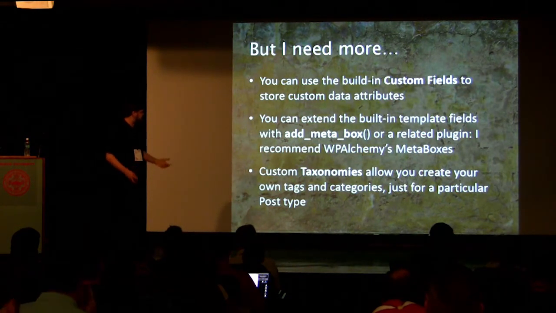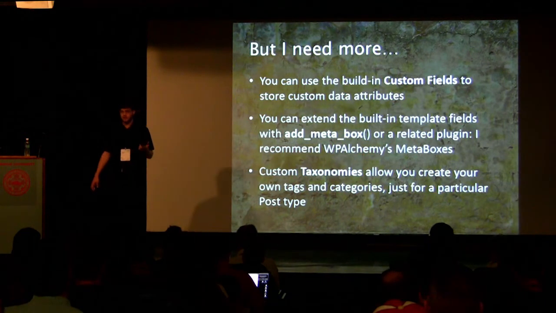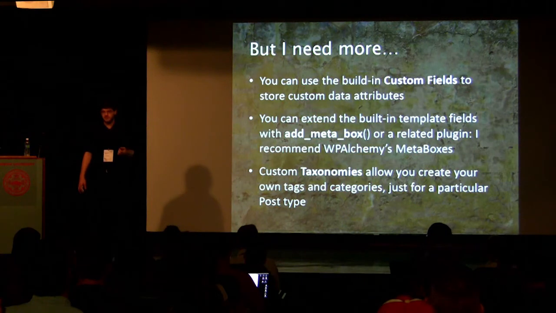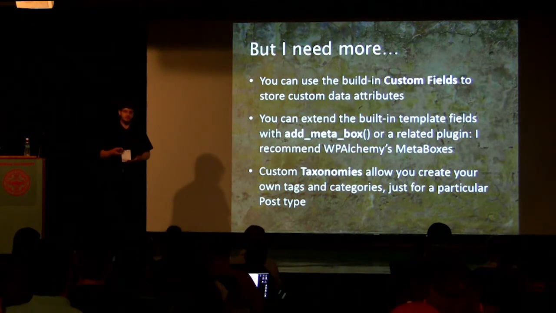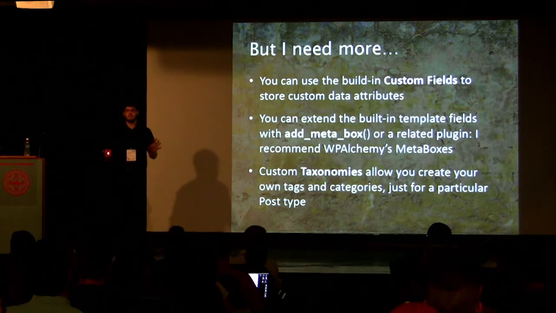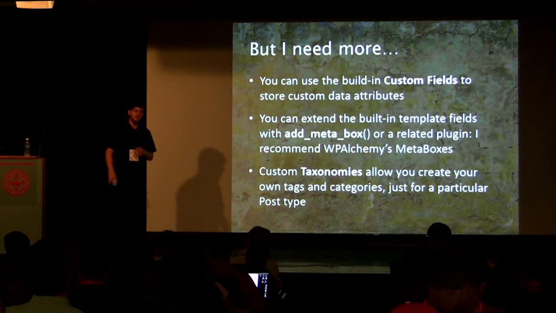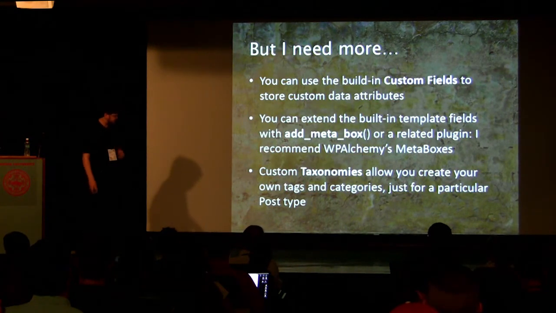I happen to have used one called WordPress Alchemy Meta Boxes, which there's a link to at the end, on a couple of my projects. These slightly more robust classes give you just a couple more options around how you want to do your rich text editors versus not when you're building out your themes.